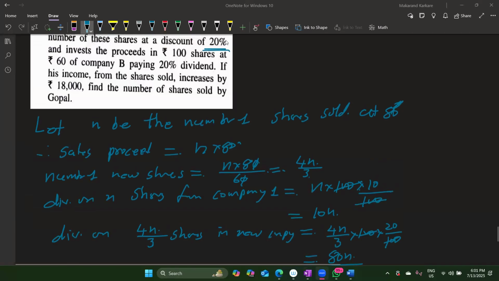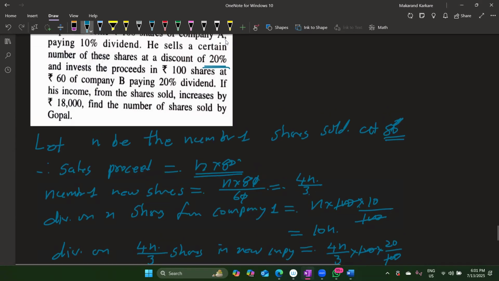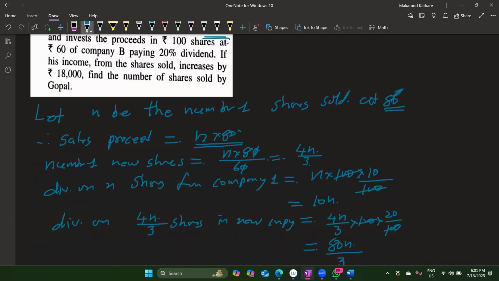So what is asked? Find the number of shares sold by Gopal. Let N be the number of shares sold at 20% discount, that means at 80 rupees. So the sale proceeds are going to be N multiplied by 80. The new shares he bought are at rupees 60, so the number of new shares is N into 80 divided by 60. That works out to be 4N by 3.